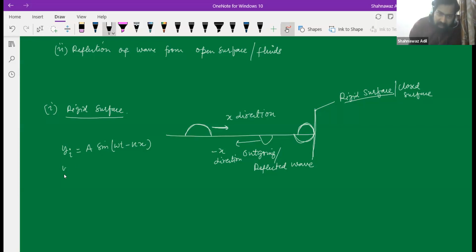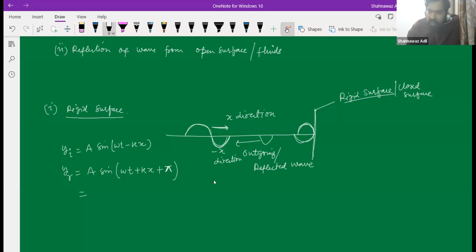Now the reflected wave will also have a phase shift, right? There would be a difference in the phase. When it is going this way, it will go back this way. This would be the reflected wave, so the phase would be different. So y reflected would be a sine, and we know that propagation is now in the minus x direction, so that would be kx. And there would be a phase difference of 180 degrees, right? This is totally in the opposite direction.